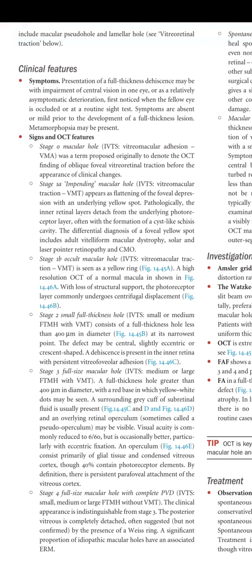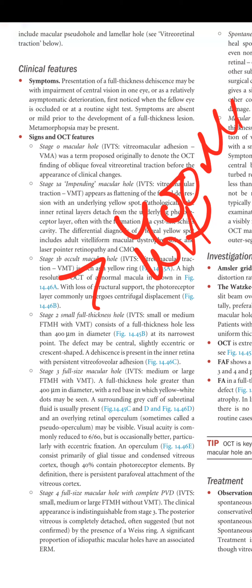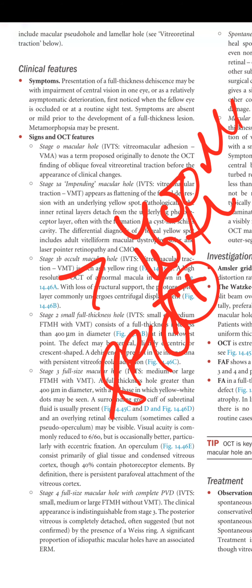Stage 3 consists of a full-size macular hole, also called a medium or large full-thickness macular hole with VMT. It is a full-thickness hole greater than 400 micrometer in diameter with a red base in which yellow-white dots may be seen. A surrounding grey cuff of subretinal fluid is usually present, and an overlying retinal operculum, sometimes called a pseudo-operculum, may be visible. So basically stage 3 is greater than 400 micrometer but without PVD. But if there is a PVD, it is known as a stage 4 macular hole.